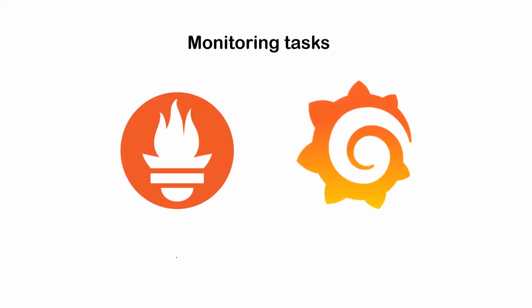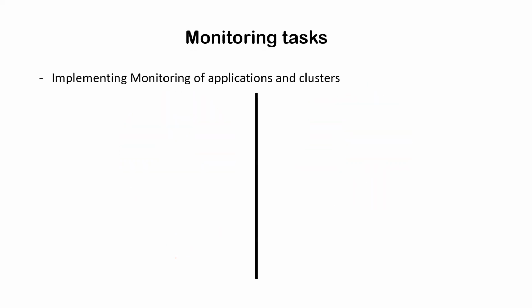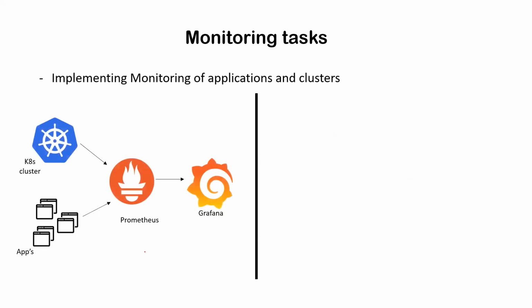Now let's discuss monitoring tasks. As we were deploying applications on a Kubernetes cluster, monitoring app metrics and cluster metrics was very important. In our case, for both app and cluster metric monitoring, we were using Prometheus and Grafana. At the beginning of the project, we wanted a common Prometheus and Grafana for both app and cluster monitoring.